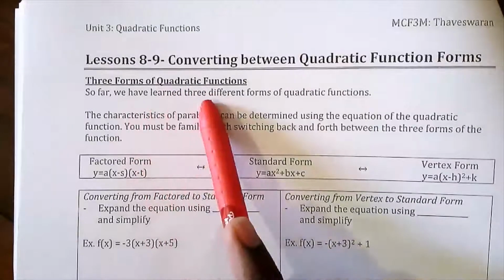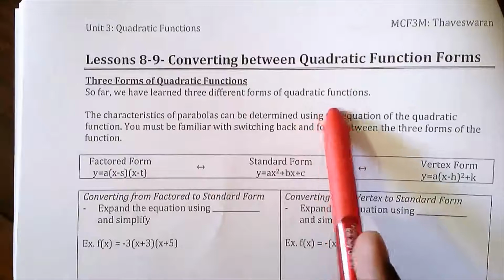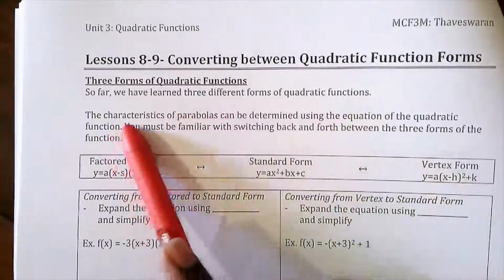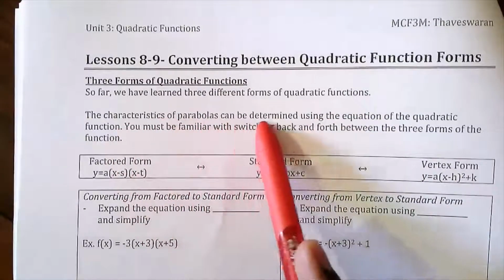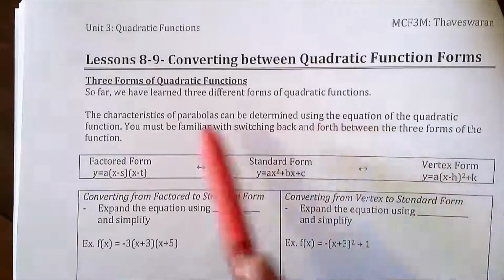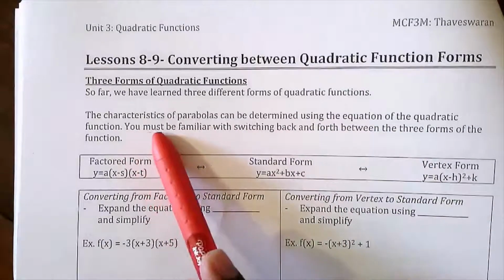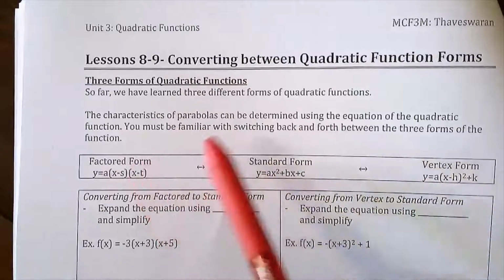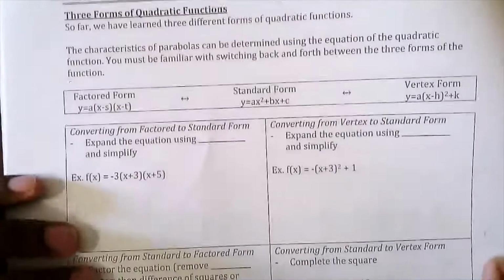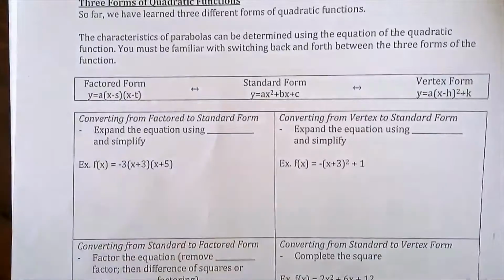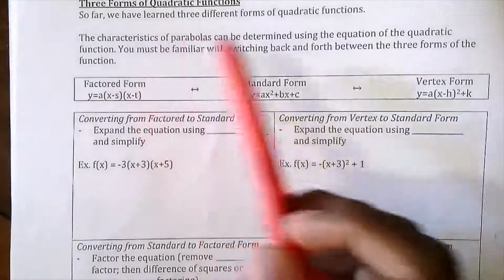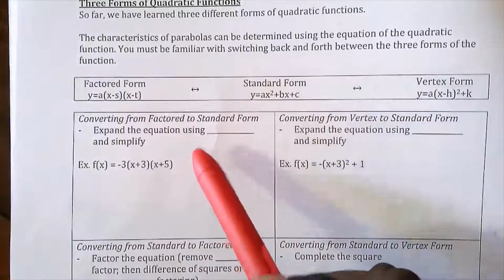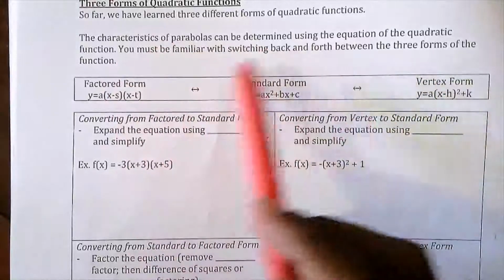So far, we have learned 3 different forms of quadratic functions. The characteristics of parabolas can be determined using the equation of the quadratic function. You must be familiar with switching back and forth between the 3 forms of the function. So here we have our 3 forms. And there's different procedures to go from here to here and here to here and so on and so forth. But you want to kind of know this order.